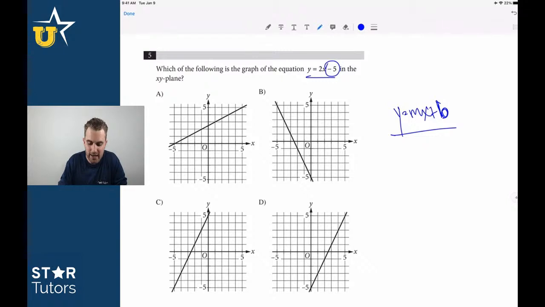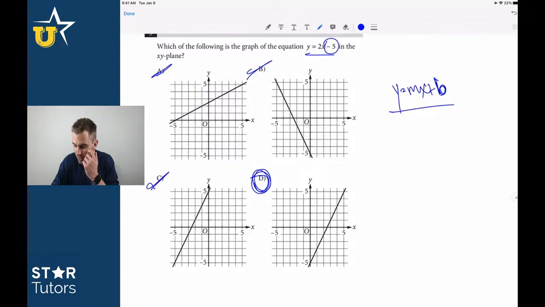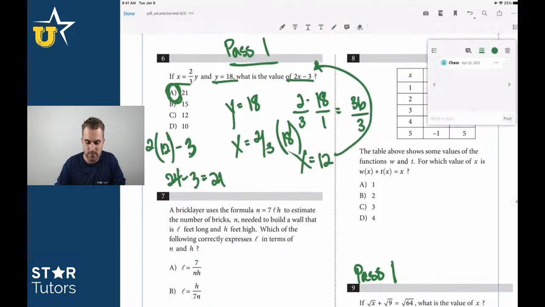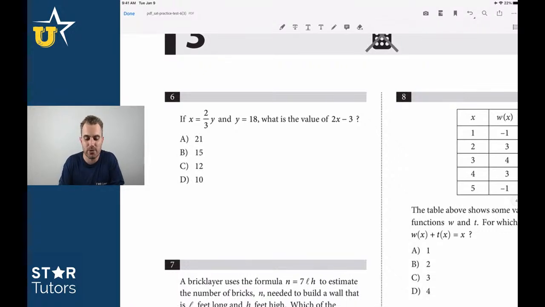We know -5 is the y-intercept, and we know positive 2 is the slope. Without any thought at all, we know the answer has to be D. And now we're 2 for 2. If we did this pass strategy correctly, it would probably take us like 20 seconds to do question number 3 and question number 5. And now we're moving on with 100% accuracy and 100% momentum.